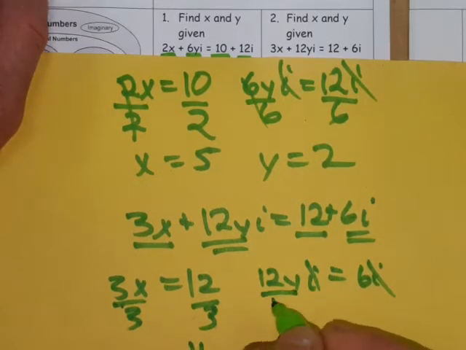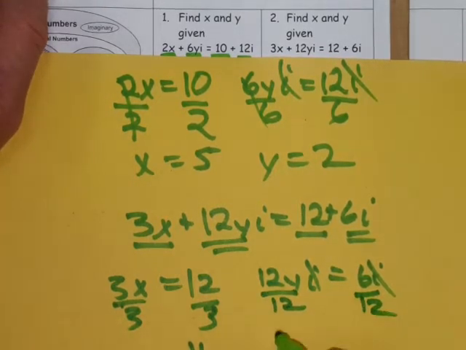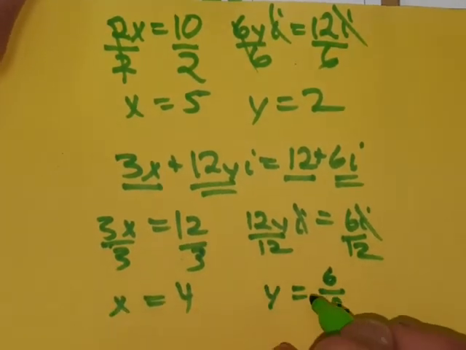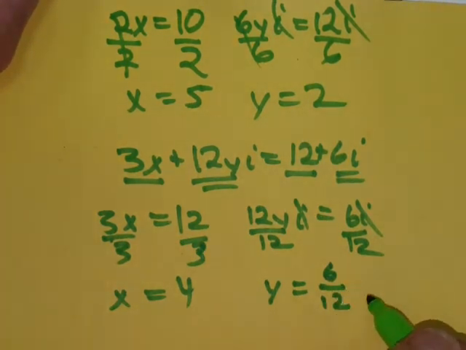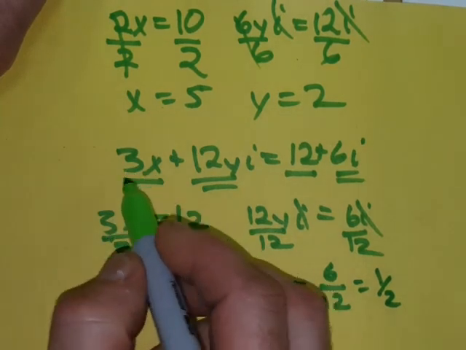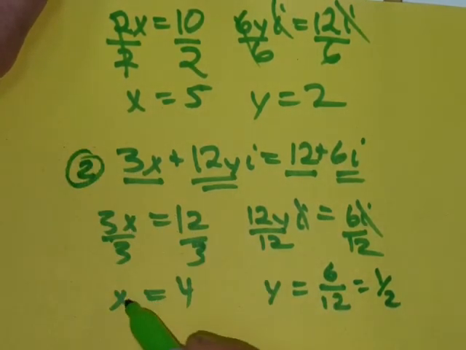And on the right, we'll divide by 12, and let's write it like this. y is equal to 6 over 12. Okay, so this is a fraction that it's not going to divide to a whole number. We can reduce it, though. It's going to reduce to 1/2. So our solutions for this second equation, number 2, is x is equal to 4, y is equal to 1/2.